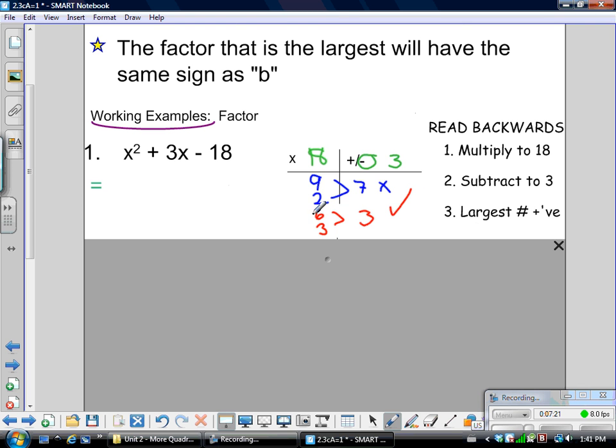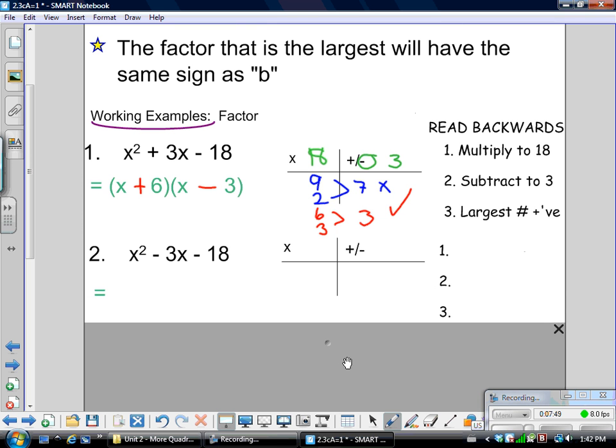Now, which one of these is the largest one? Well, 6 or 3? Well, obviously 6 is. So that means 6 has to be the one that's positive, and the 3 has to be negative in the bracket. So again, what we end up with is there is our 6 and our 3. 6 was the largest, so it has to be positive, and the 3 has to be negative. Okay, so let's go on to the next question.